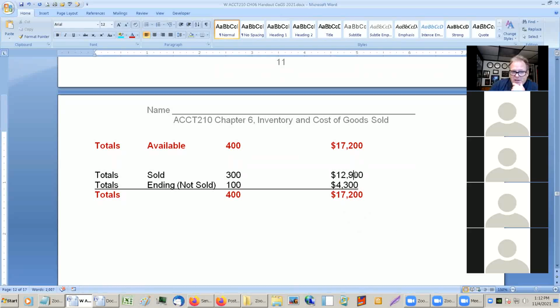Well, here's why I'm telling you this. If you get, say, the cost of goods sold, you really don't have to go through the calculations for the ending to get the dollar amount, because you know they have to equal 17,200. So if you sold this, you just subtract it and get this number, because they're either sold or not. If 12,900 was sold out of the 17,200, you know that the ending inventory is whatever it'll take to make it up to 17,200. And by the way, this will work for all of them.